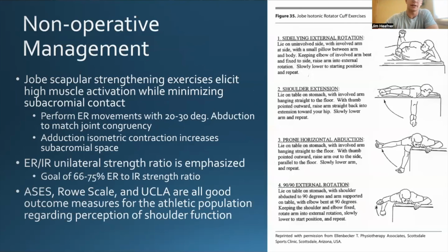Job strengthening exercises are common PT exercises that we can be doing to help promote rotator cuff strength and function. And then the ASES, the ROW, and the UCLA tests are all good outcome measures for the athletic population.